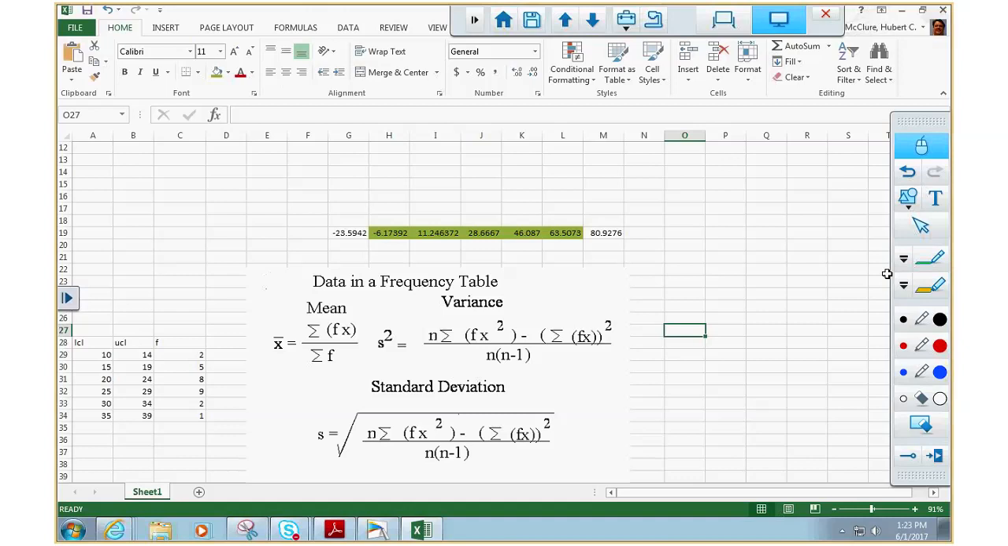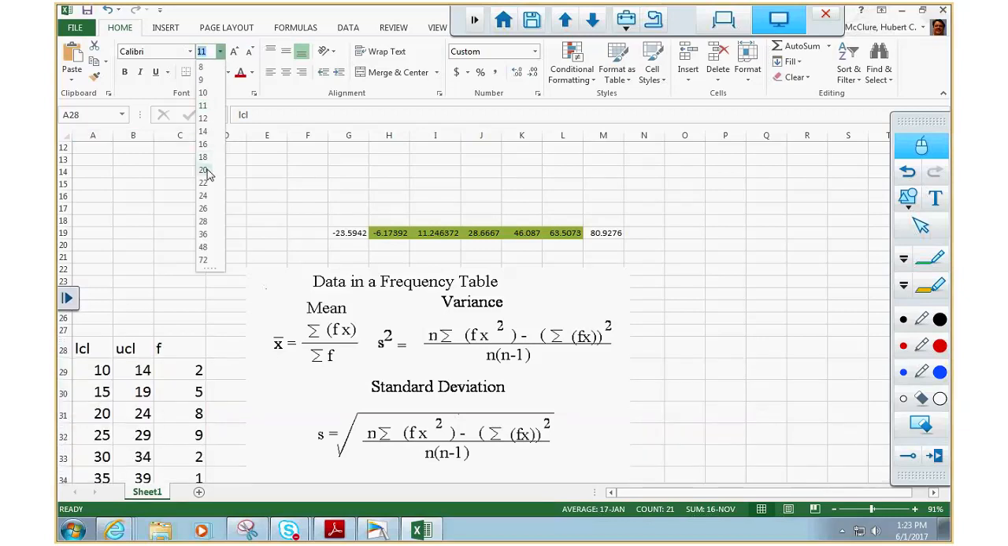What? Which one? Okay, let me make it bigger. Oh Lord, my mother's calling. Cows are out. How's that? Is that better?